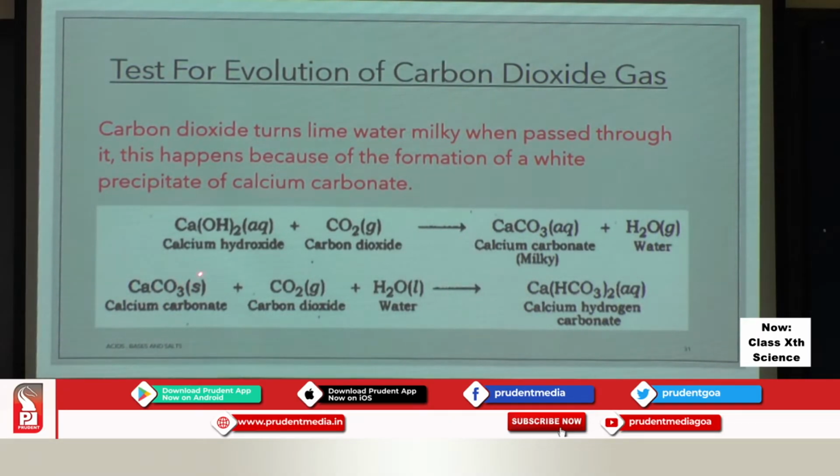So calcium hydroxide plus CO2 gives you a milky precipitate resulting in the formation of CaCO3, but on passing excess carbon dioxide through the solution, calcium carbonate will disappear because it has formed calcium hydrogen carbonate, which is soluble in water.